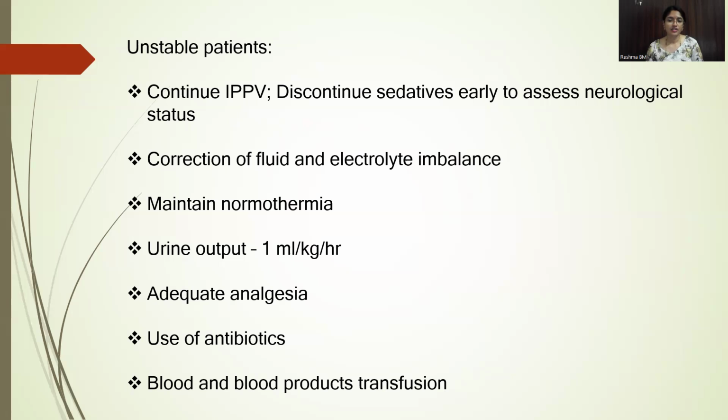Sedatives are discontinued early to assess neurological status. Fluid and electrolyte imbalance is corrected. Maintain normothermia. Urine output of 1 ml per kg per hour. Maintain adequate analgesia. Use of antibiotics and blood product transfusions if required.